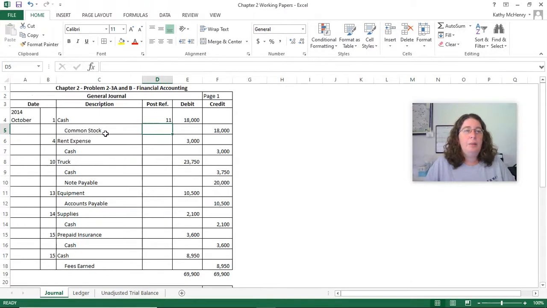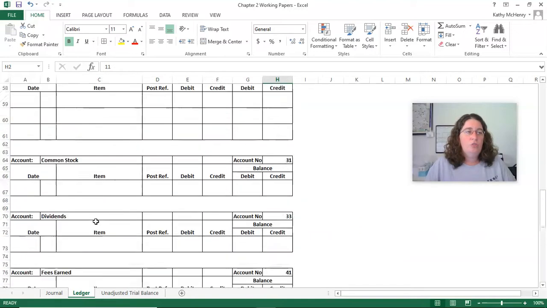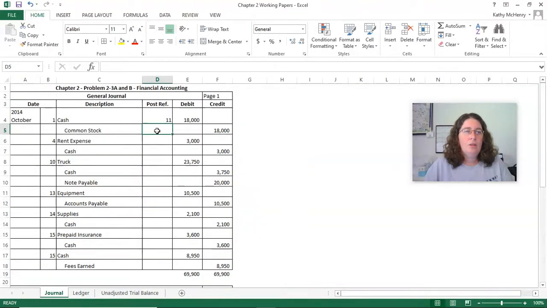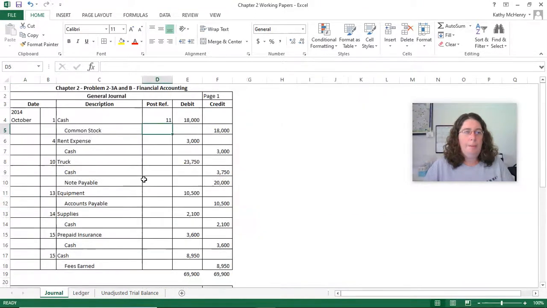The next one is common stock on October 1st, and it's a credit of $18,000. So I'm going to scroll until I find common stock. Again, you have to put in the month and the day on each one. It was a credit of $18,000, which gives me a balance of $18,000. Oh, I forgot what that was. Common stock is number 31.